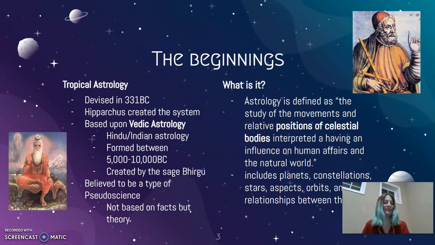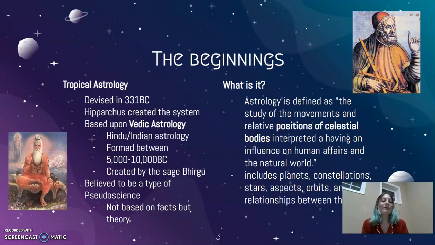But what is it? I will now speak the actual definition. Astrology is defined as the study of the movements and relative positions of celestial bodies, interpreted as having an influence on human affairs and the natural world. So, like I said, there's no... you can't, what's the word? Oh my god, I just forgot what I was saying. You can't measure it. That's the right word. You can't measure it. So there's no way you can call it actual science.